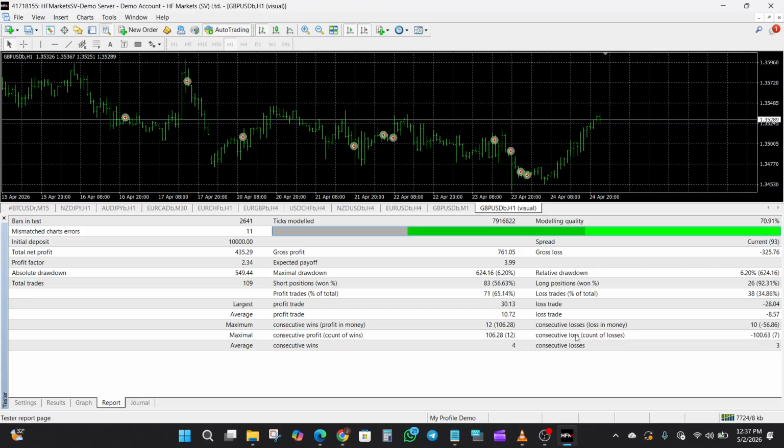So not good enough. Okay, and we can see that from $10,000, total net profit was just 435. So that is not even up to 5%, right? It's not even up to 5%. That's about 4.35%. Okay, and there were average consecutive wins of 4, average consecutive losses 3. Now, remember that these are just historical backtest results, right? So keep in mind that they are not a guarantee of future performance.